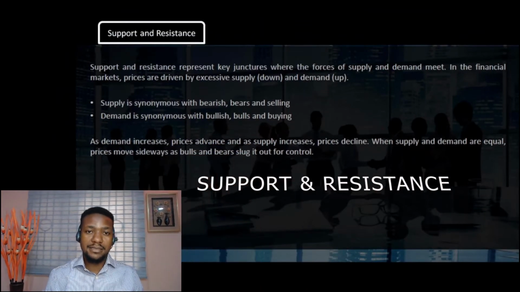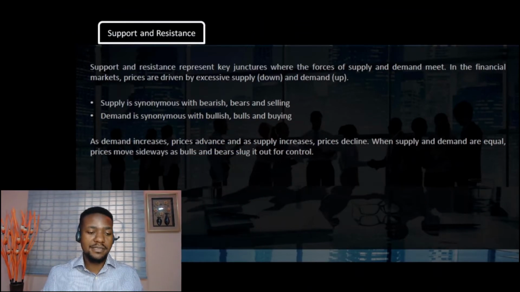First of all, let's look at the meaning and definition of support and resistance. Support and resistance represent key junctions where the forces of supply and demand meet. In the financial market, prices are driven by excessive supply and demand. Supply is synonymous with bearish, while demand is synonymous with bullish. When we say bearish, we mean down, sell, short. And when we say bullish, we mean long, up, high.